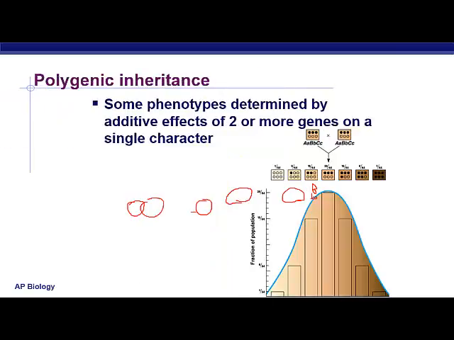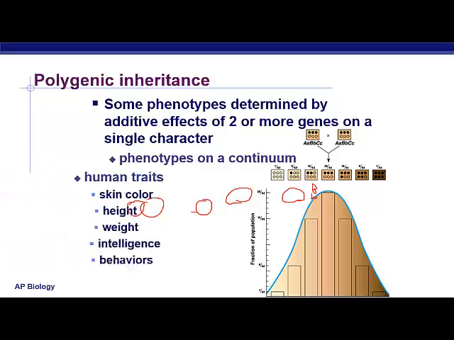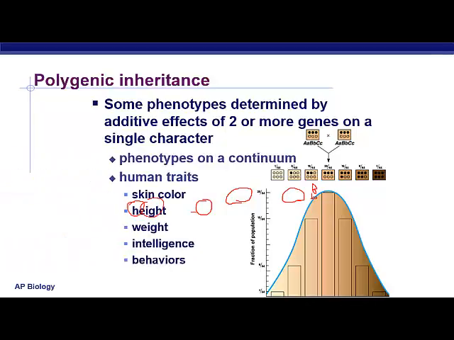Polygenic inheritance. This is where you have one trait. So this is basically the opposite of pleiotropic. We said pleiotropic was when one gene controls a whole bunch of traits. Now it's a whole bunch of genes controlling one trait. And anytime you see a phenotype that doesn't have a definite two things, it's probably polygenic.